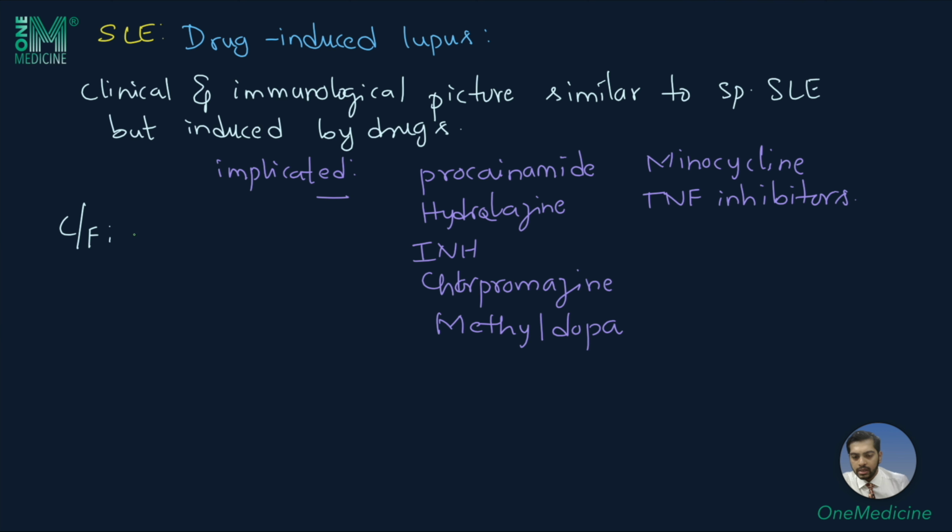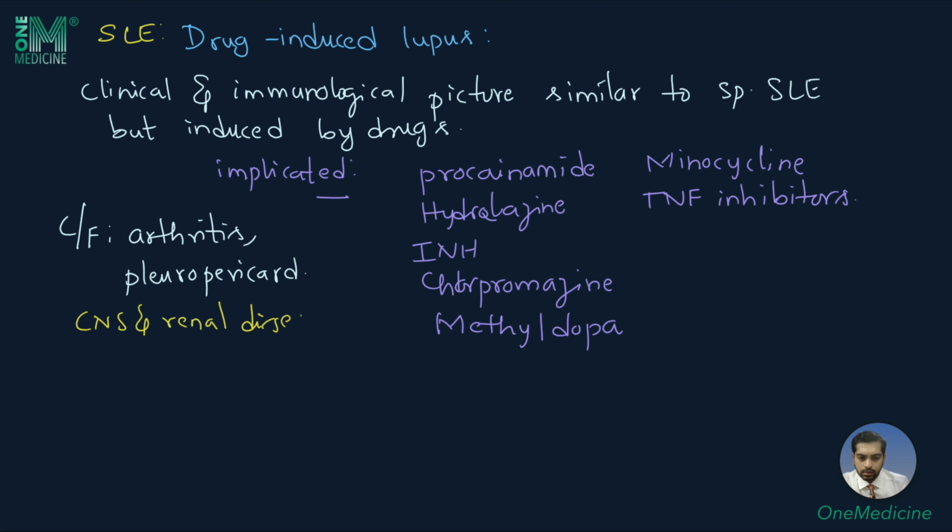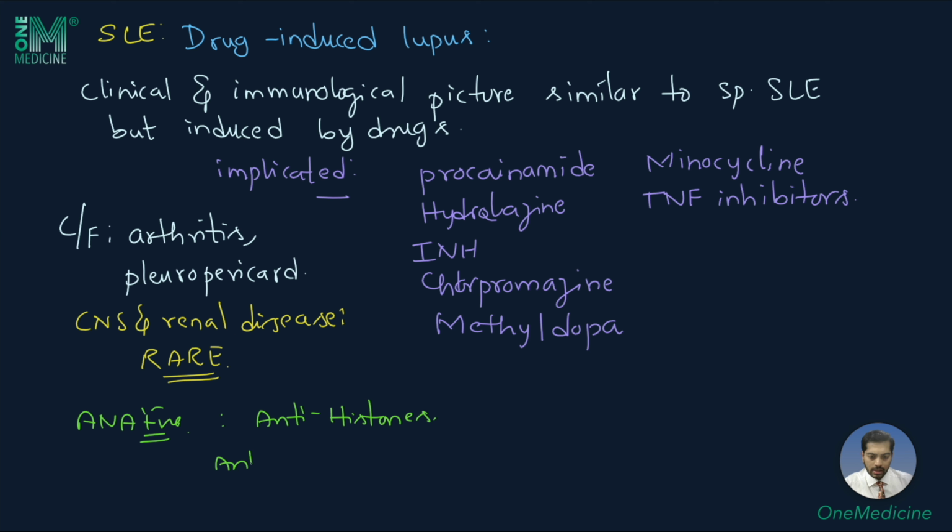Clinical features are mainly arthritis and pleuropericarditis; CNS and renal diseases are rare in drug-induced lupus. These patients show anti-nuclear antibody positivity with antihistones being positive, whereas anti-dsDNA and hypocomplementemia are very rare in drug-induced lupus as against spontaneous systemic lupus erythematosus.